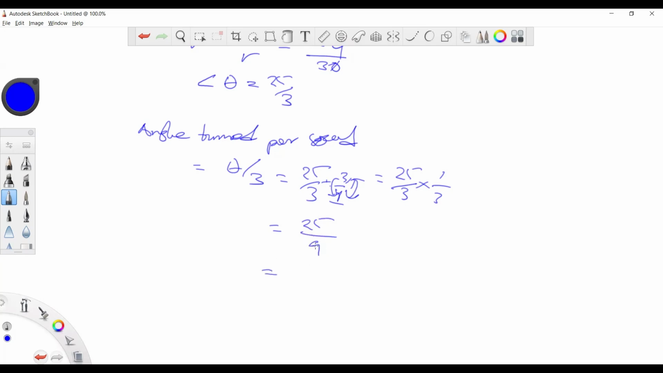Now, 9 goes into 25 two times. 9 times 2 is 18. 25 minus 18, that's 7. 9 doesn't go into 7, so we add a 0, so we add our decimal point. So 9 goes into 70, 9 times 7 is 63, so that's 7 times. 70 minus 63, that's 7. 9 doesn't go into 7, so we add another 0. 9 goes into 70 again, 7 times. So of course, this is going to repeat. Therefore, our angle per second is equal to 2.78 radians.